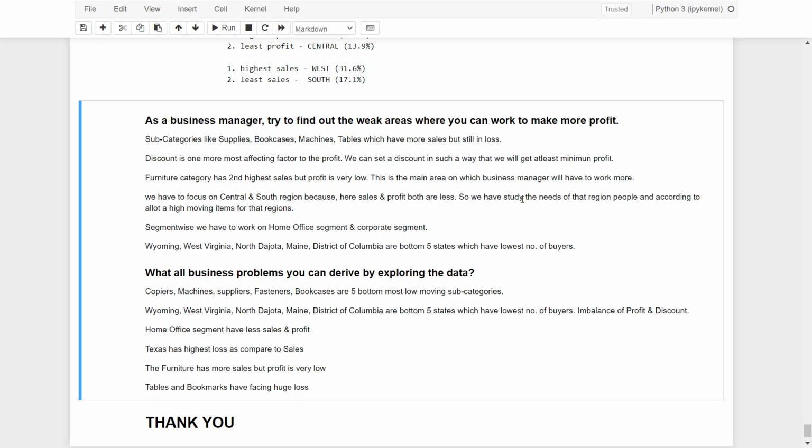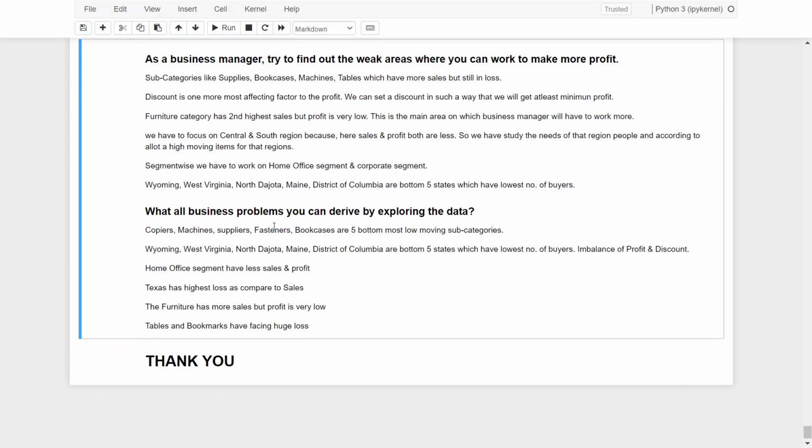So we have to study the needs of the people in the regions and find high moving items for those regions. Segment wise, we have to work on the home office segment and corporate segment, then the consumer segment. Wyoming, West Virginia, North Dakota, Maine, and District of Columbia are the bottom five states which have the lowest number of buyers. So the company can increase sales in these states.